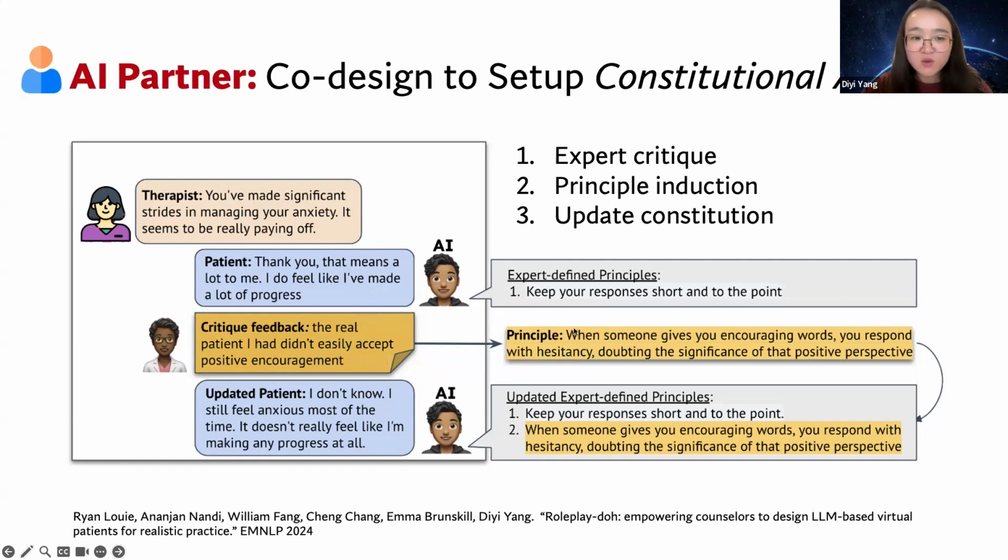And then once you have those principles in your constitution, we could update the original constitution with a new constitution. And any future AI response will need to go through that new constitution. This is how we set it up.